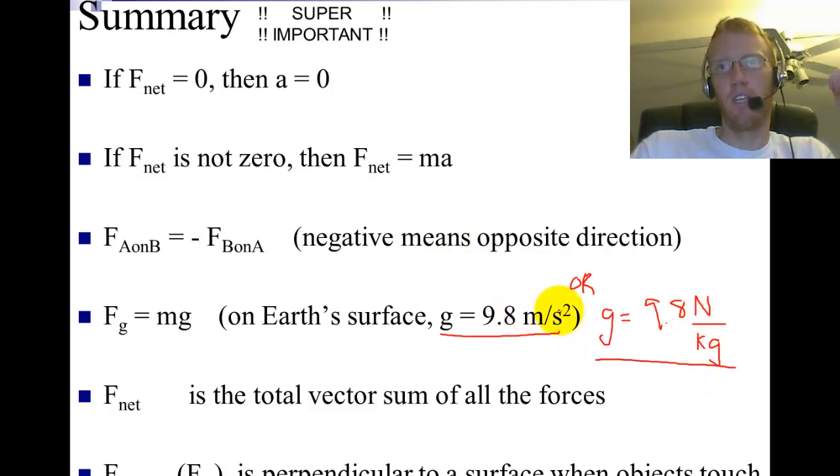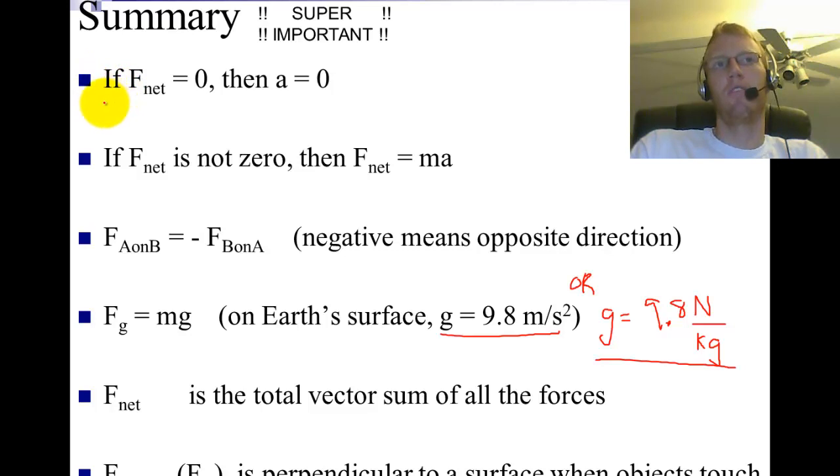So if you're looking at acceleration, meters per second squared makes more sense to use. If you're looking at forces, then newtons per kilogram. How much force are you getting per mass makes more sense. So the heavier the object is, obviously the bigger the force is going to be.